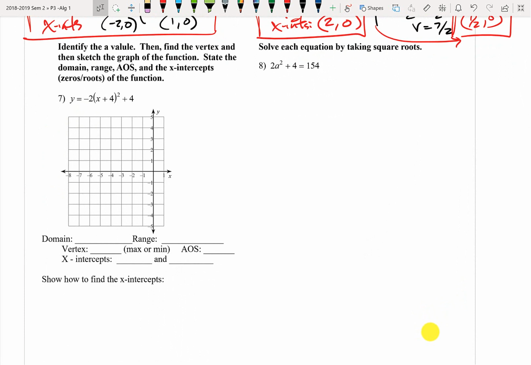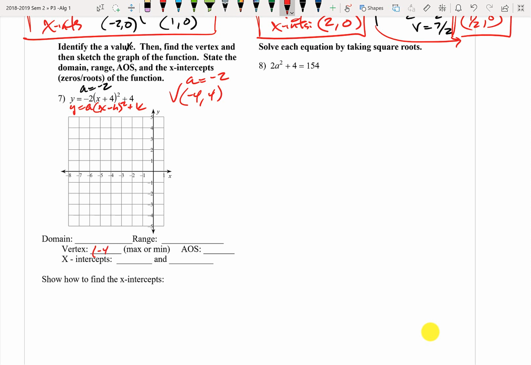Okay. Now the next one here, we have to identify the a value. Just fix that misspelling right there. Figure out the a value. Here a is equal to -2. Okay, find the vertex. That means you have to compare it to vertex form, which is a times x minus h, quantity squared, plus k. So the vertex here is -4, 4. Okay, a equals -2.